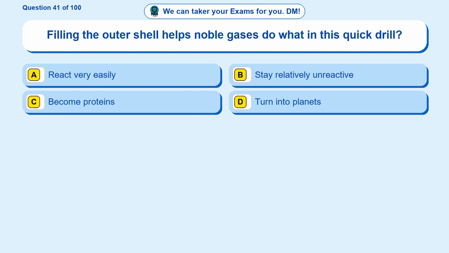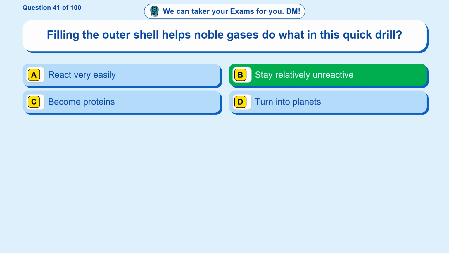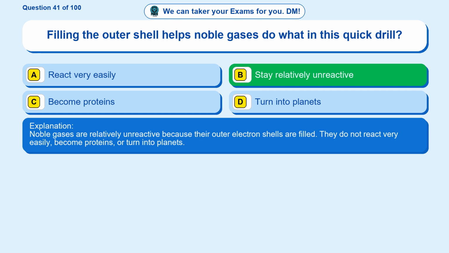Question 41. Filling the outer shell helps noble gases do what in this quick drill? Option A, react very easily. Option B, stay relatively unreactive. Option C, become proteins. Option D, turn into planets. The correct answer is option B. Stay relatively unreactive. Noble gases are relatively unreactive because their outer electron shells are filled. They do not react very easily, become proteins, or turn into planets.